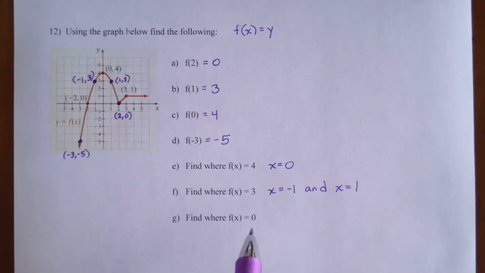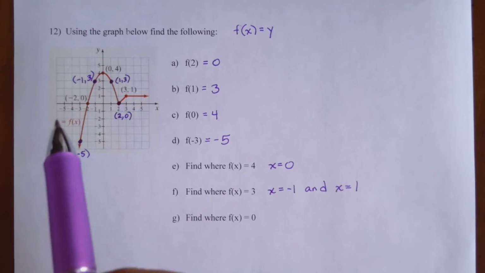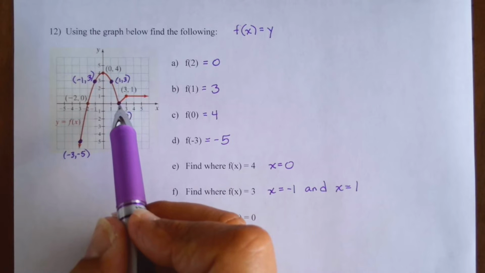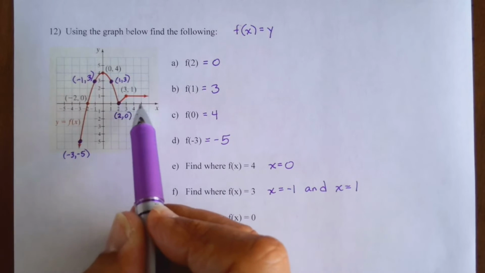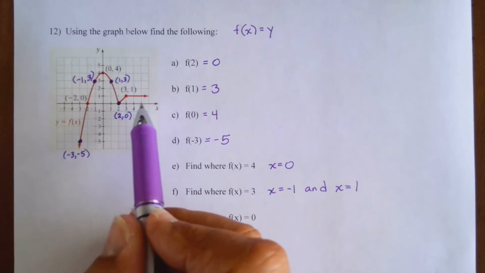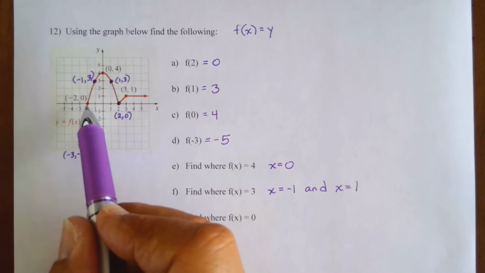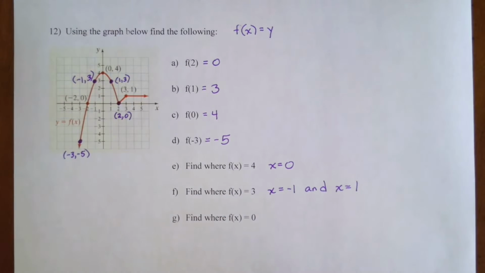All right, and then let's look at the last one. Where is f of x equal to 0? Okay, so again, where's the y value equal to 0? Well, here's a place, y equals 0. That's the ordered pair 2, 0, and then right here. So those are the only 2 places on this graph that cross where y is 0. So that's at -2 and +2.